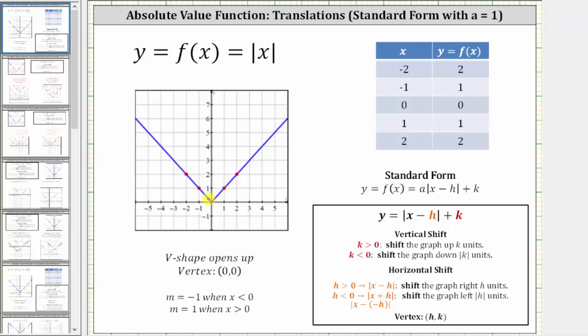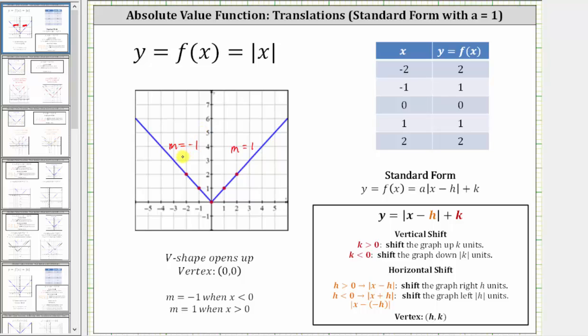The lowest point on the graph, or the point where the graph changes direction, is this point here called the vertex. Notice how the vertex is at the origin, which has an ordered pair 0, 0. Notice when x is greater than 0 or to the right of the vertex, the graph is linear with a slope of positive 1, meaning if we start at any point on the graph on the right side and go up 1 and right 1, we can determine another point on the graph. And then when x is less than 0 or to the left of the vertex, the slope is negative 1.